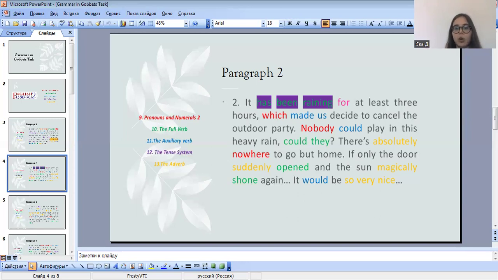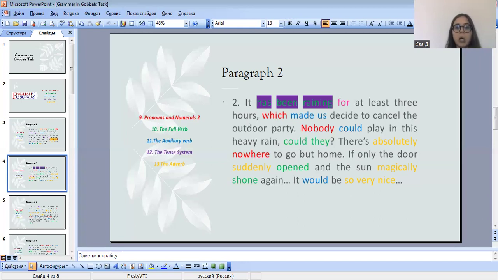Then let's look at shone. Shone is the past tense form of the irregular verb shine, and irregular verbs don't follow the typical pattern of adding ed for the past tense. Instead, the verb form undergoes changes unique to each verb. In our case, we can observe a vowel change, and this verb belongs to a mixed group. It has a shared form for past simple and past participle.